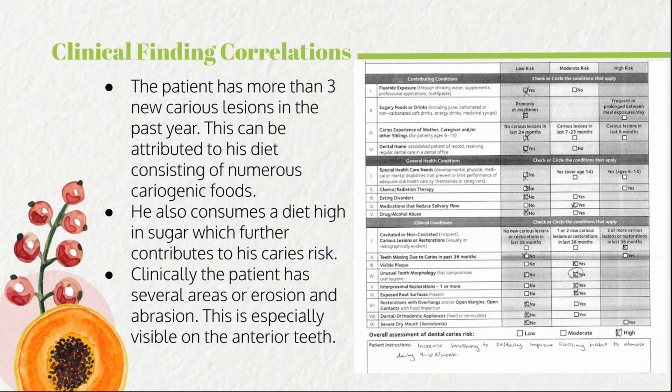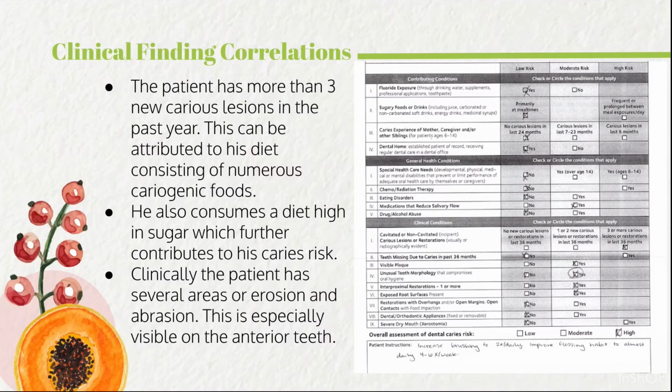So we could see, based on the caries risk assessment, they were at low risk for a variety of categories. They were at a medium risk for medications that reduce salivary flow, visible plaque, unusual tooth morphology, interproximal restorations, and exposed root surfaces due to recession. And they're at a high risk because they have 3 or more carious lesions in the past 36 months.